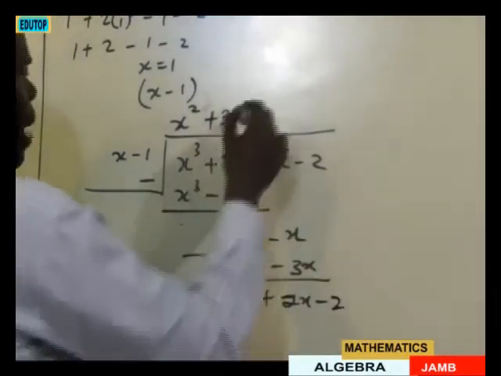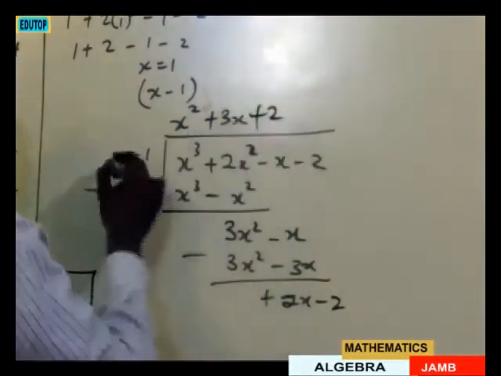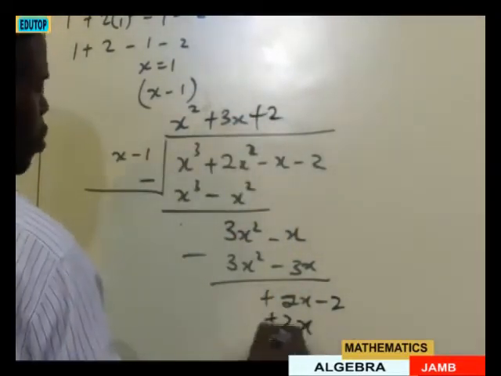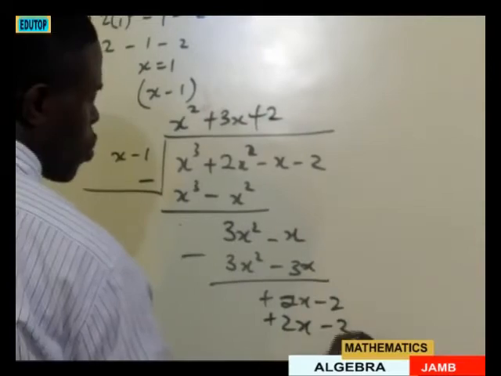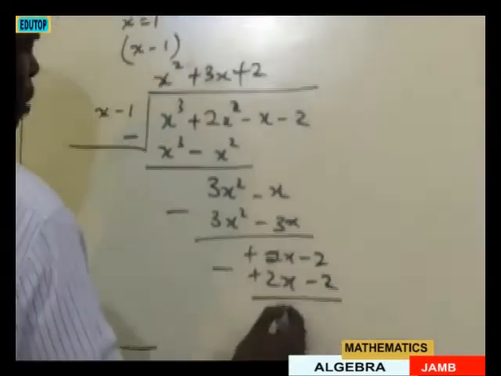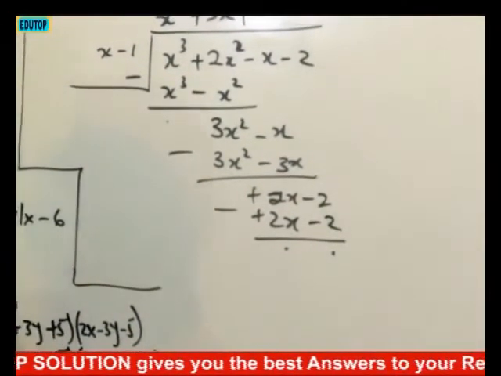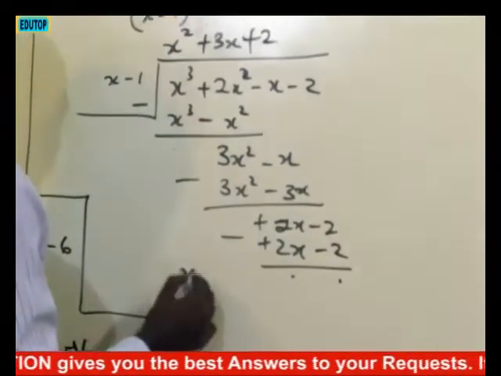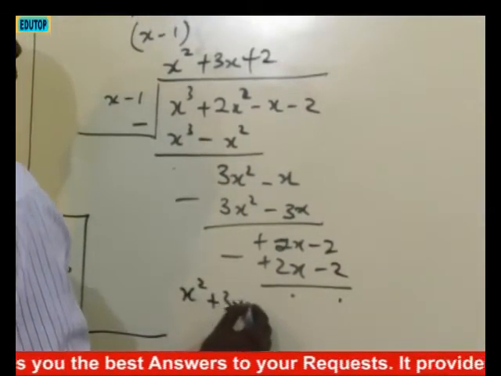This divided by this, that becomes plus 2. This multiplied by this, I have 2x plus 2x. This time this minus 2. Then I also introduce minus again. This one becomes 0, this one also becomes 0. So you can see what I've got now. So I have x squared plus 3x plus 2.